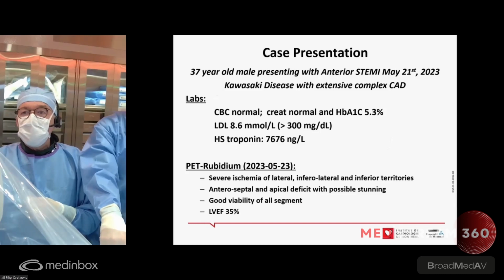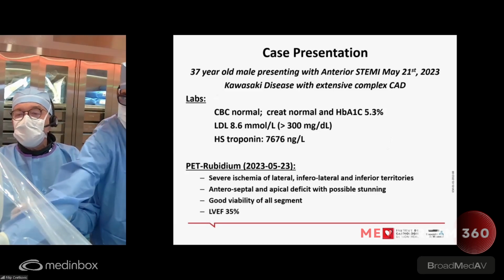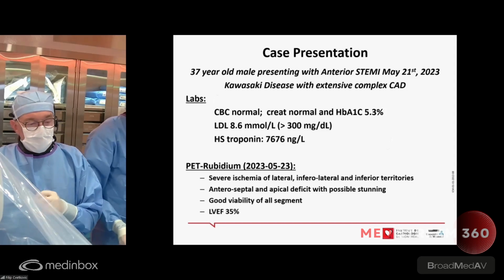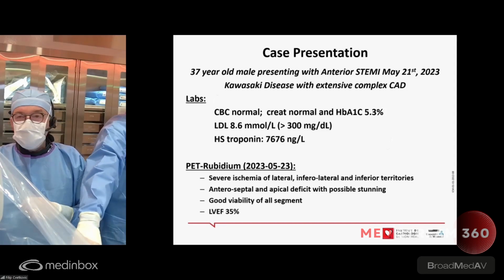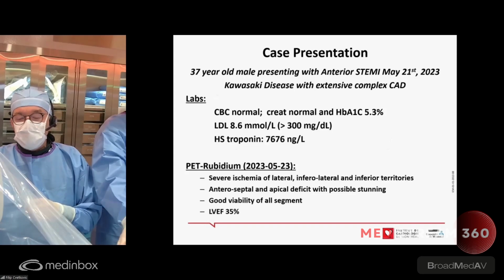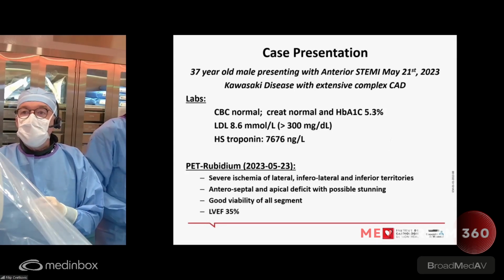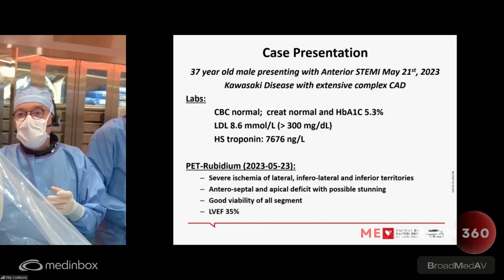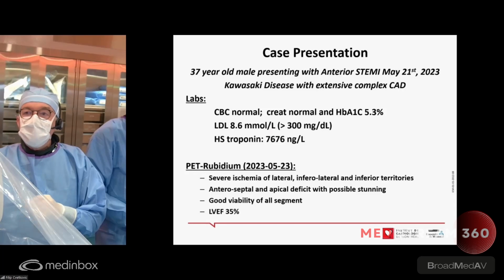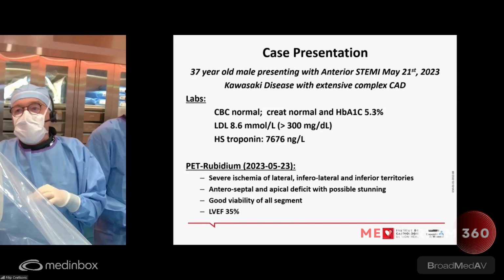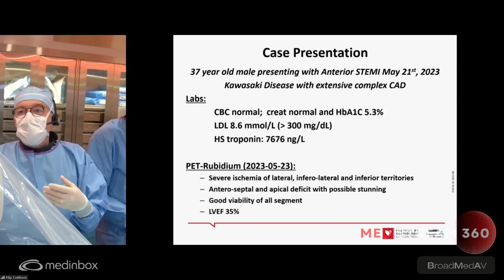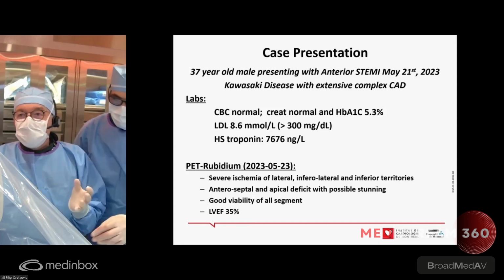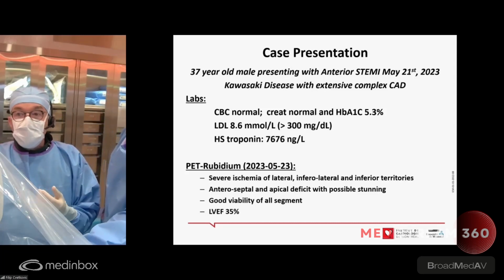Probably familial dyslipidemia. Troponin went up to 7,600, went back down. We started already with high-dose statin, Ezetrol, and also we'll have a PCSK9 antibody. Yesterday, we performed PET rubidium that suggests severe ischemia in the lateral, inferolateral, and inferior territories. There was some deficit in the anteroseptal and apical, but from the report, it looked more like stunning. There was actually good viability in all the segments. So this is good for prognosis.